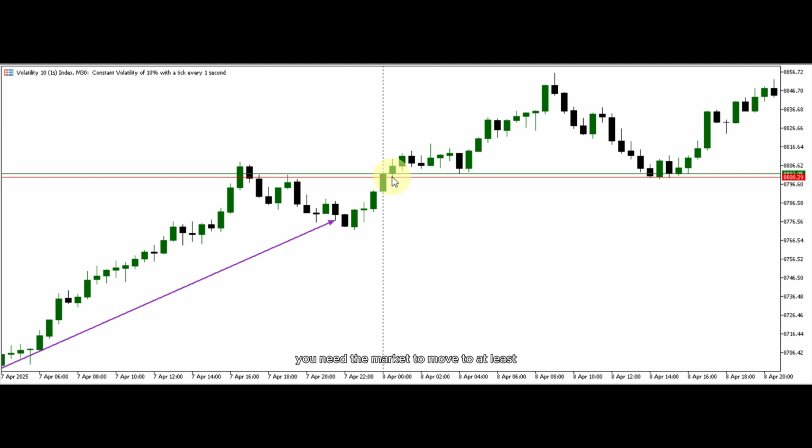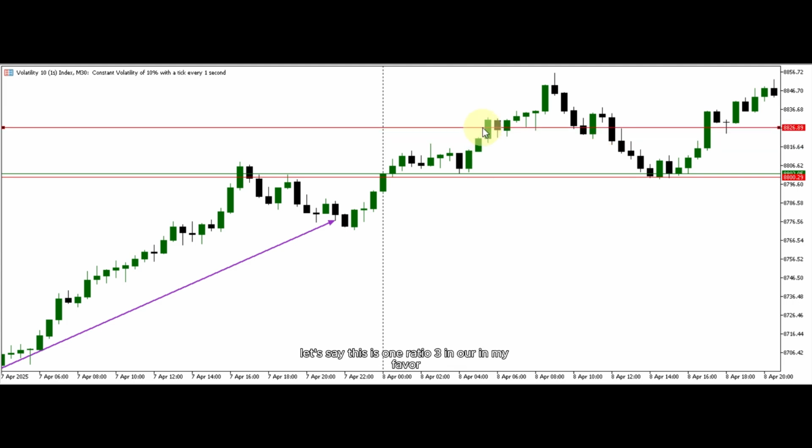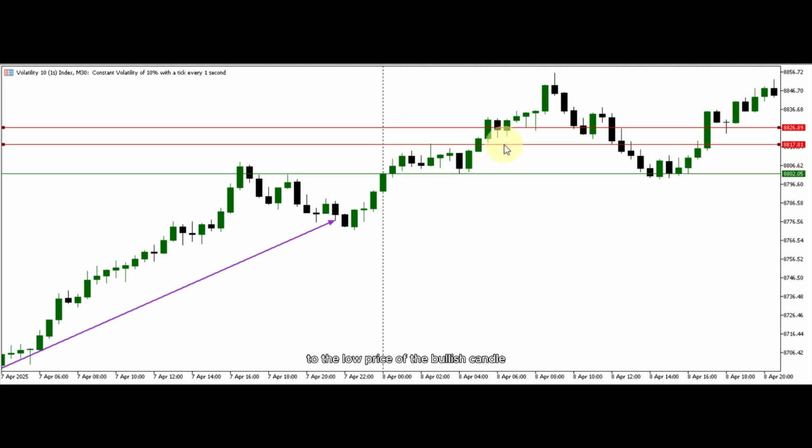You need the market to move to at least like 1:3 in your favor. For example, let's say this is 1:3 in my favor. Immediately a bullish candle gets to your 1:3 and the bullish candle closes. The next thing is for you to move your stop loss to the low price of the bullish candle, which means you activate the trailing stop. Let me delete the 1:3 ratio line.